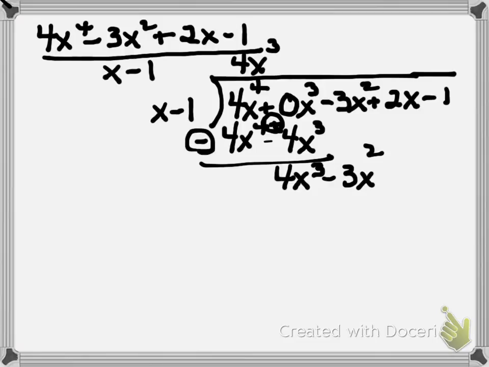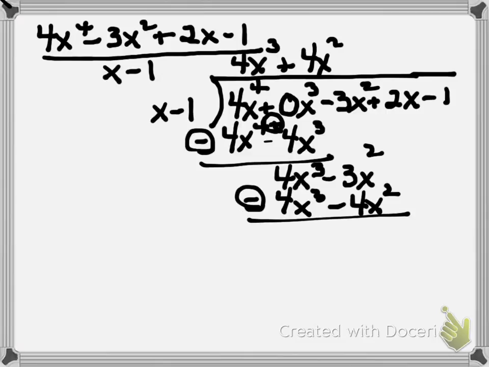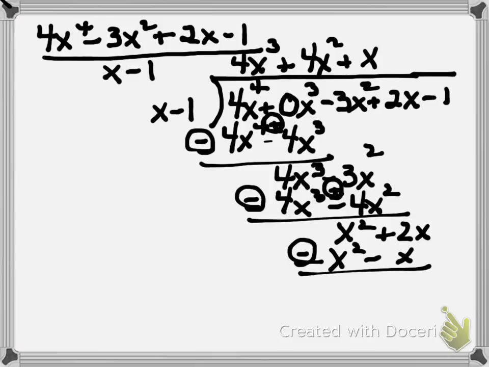Then 4x cubed divided by x is 4x squared. 4x squared times x is 4x cubed. 4x squared times negative 1 is negative 4x squared. Change the signs of the second polynomial. A negative 3x squared and a positive 4x squared is positive 1x squared. Bring down the next term. x squared divided by x is x. x times x is x squared. x times negative 1 is negative x. Change the signs of the second polynomial, and I'm getting 3x minus 1.